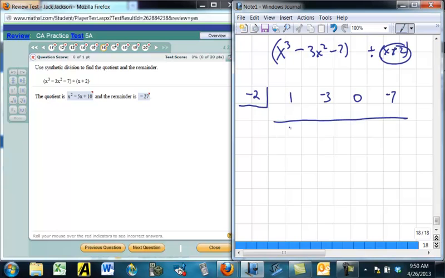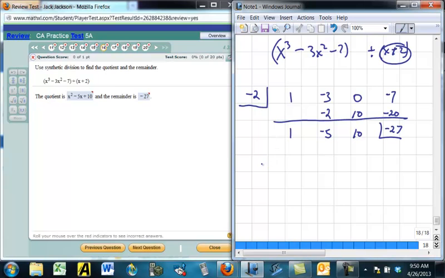You bring down the 1. 1 times -2 is -2. And we add and get -5. -2 times -5 is +10. Add and get 10. -2 times 10 is -20. And add and get -27.